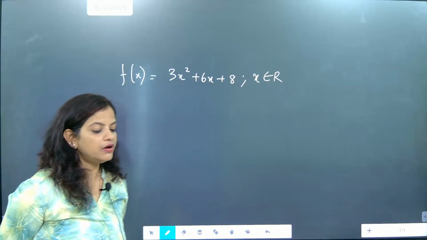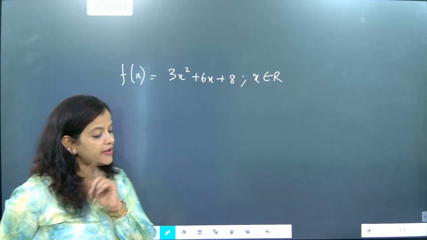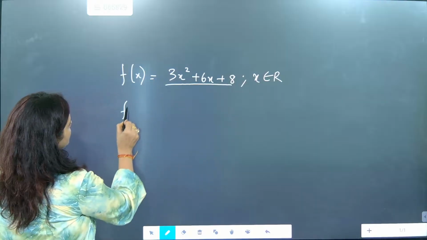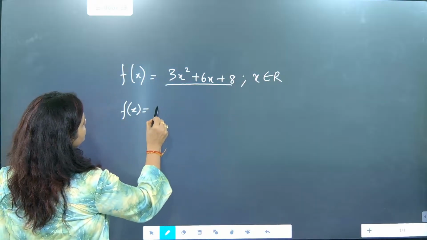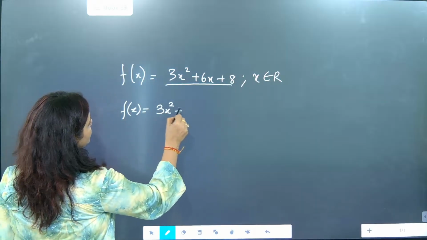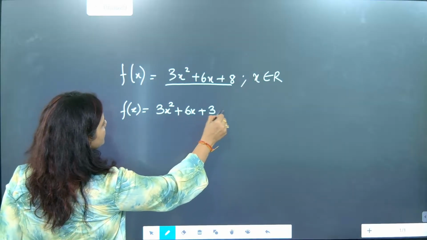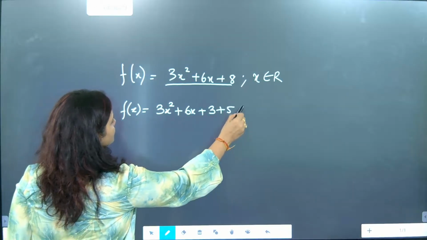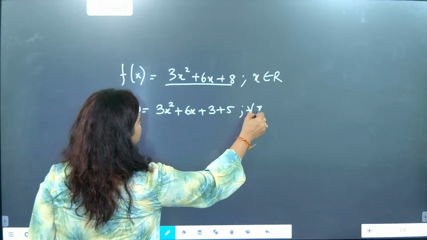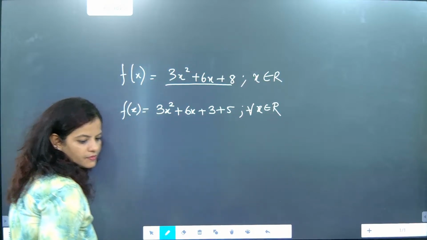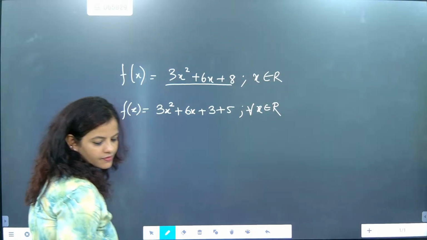First of all, same technique we are going to apply. Look here, beta, we are going to split this one. f of x is equal to 3x square plus 6x plus, I am splitting this as 3 plus 5, for all x belongs to the set of real numbers.